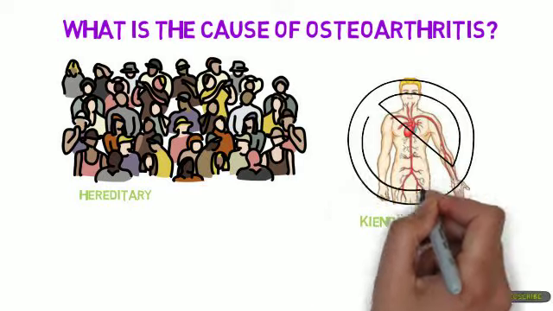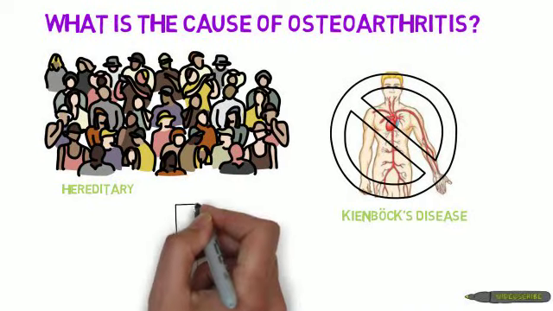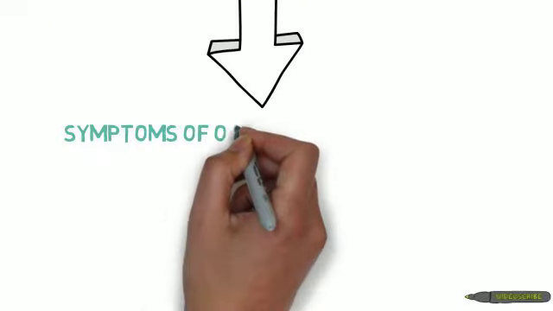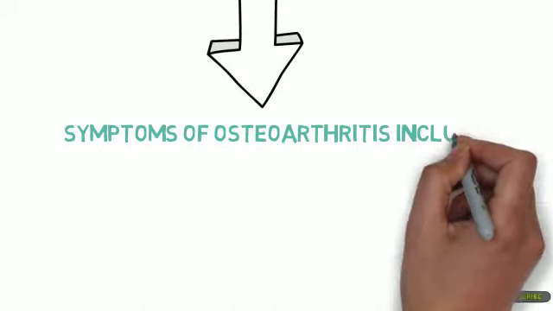Symptoms. Symptoms usually include swelling, pain, limited motion, and weakness. These symptoms usually only occur in the wrist joint.